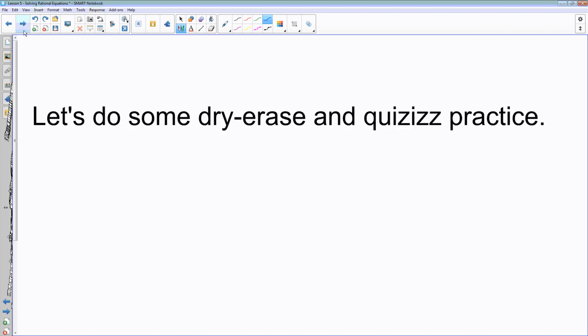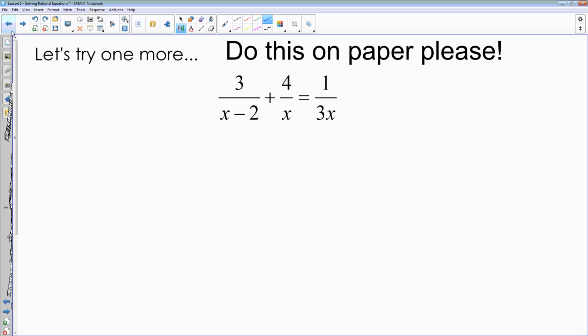Okay, I have one final problem here that wasn't on the notes, but I think it's good for us to go over. So let's talk about the LCD of this one. All right, and again, you're more than welcome to do proportion method. I just prefer LCD. I think it's a little bit quicker and easier. So my LCD for this one, well, it has to include x minus 2. It has to include an x, and it also has to include 3. So 3x times x minus 2 is our LCD.